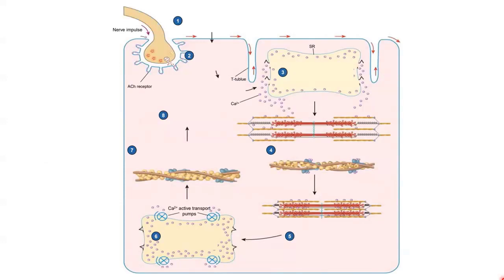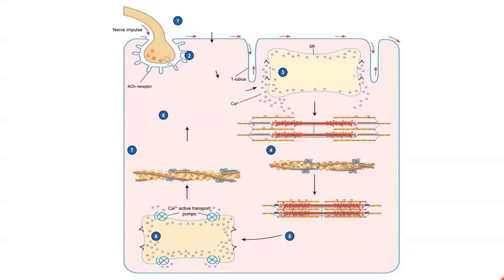The second phase of muscle contraction is excitation-contraction coupling. And the term excitation-contraction coupling describes the rapid communication between the electrical events occurring in the plasma membrane and the release of calcium from the sarcoplasmic reticulum, which is what actually leads to the muscle contraction.